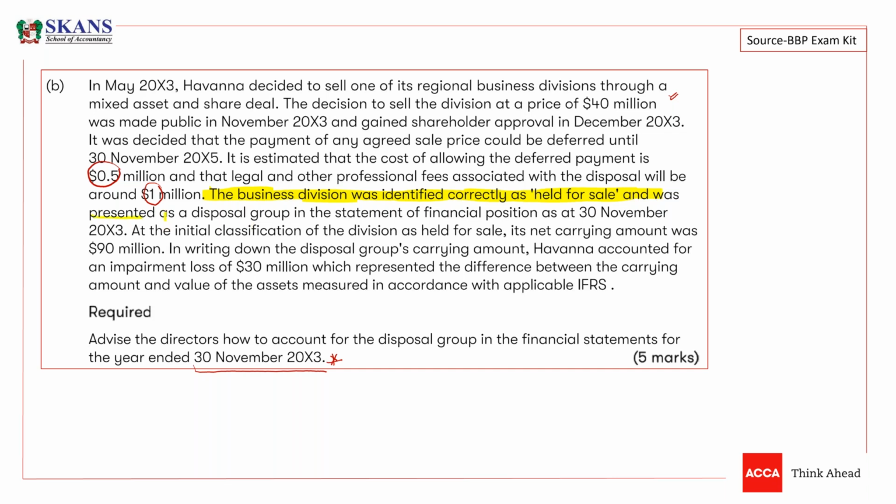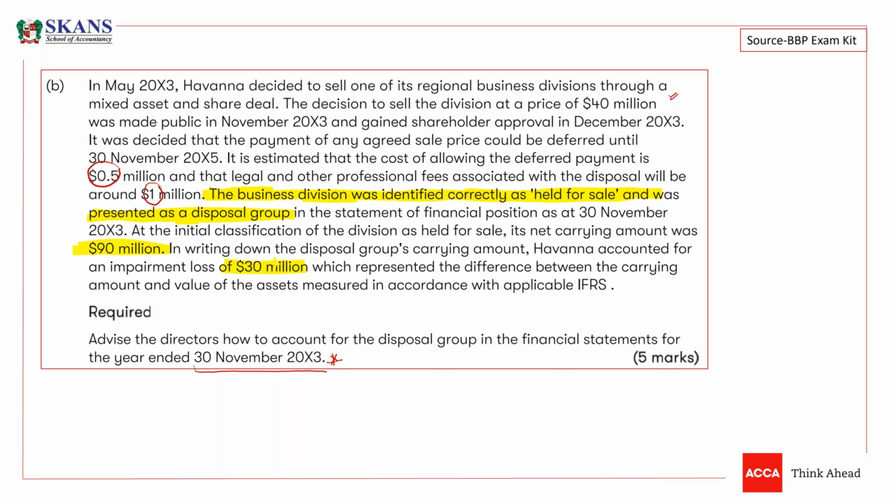Presented as a disposal group, and look, presented as a disposal group means there is more than one asset, in the statement of financial position as at 30th November 2003. At the initial classification of the division as held for sale, its net carrying amount was 90 million. So what was the carrying value, guys? 90 million. In writing down the disposal group's carrying amount, H accounted for an impairment loss of 30. So you don't need to calculate the impairment loss. They are giving you the impairment loss.